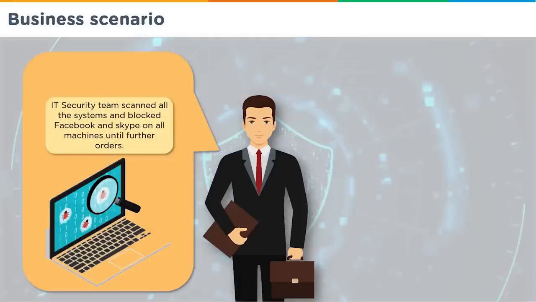Now, the security team scanned all the systems and blocked Facebook and Skype on all machines until further orders. Now, this is a preventive mechanism where you're going to prevent possible attacks or future attacks from coming in. So, the reaction of the security team here is to block those sites from where the attack may have happened.